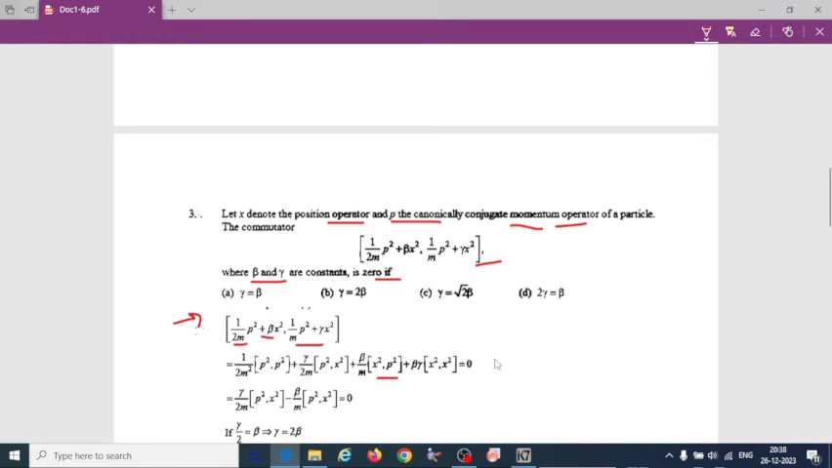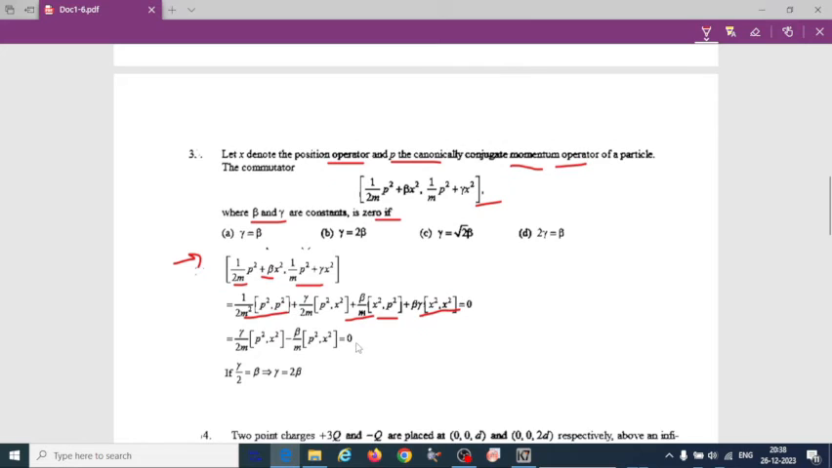After writing these conditions, here you can see the commutation relation of similar parameters is going to be 0. This first term and this last term, beta, they are going to be 0. We are left with these middle terms, so write down them, and they have given that this commutation relation is equal to 0. So put here equal to 0.